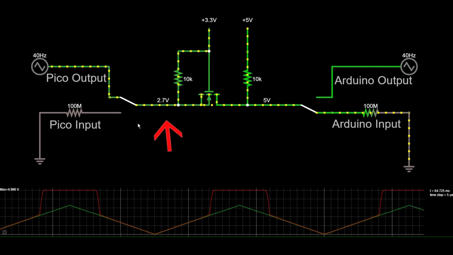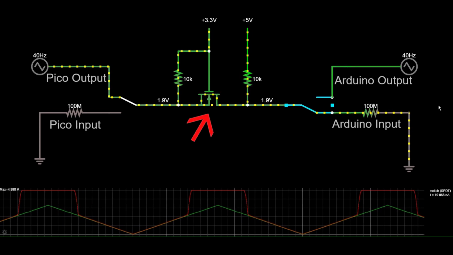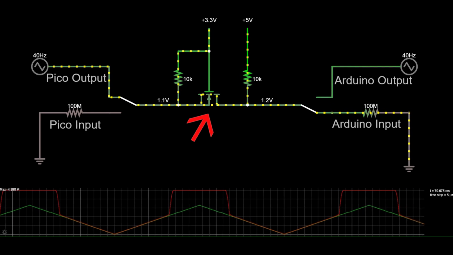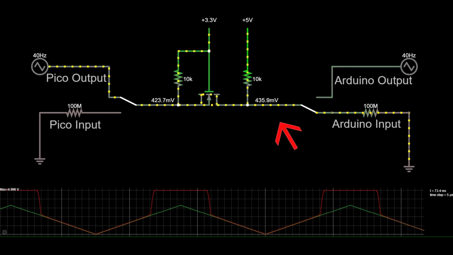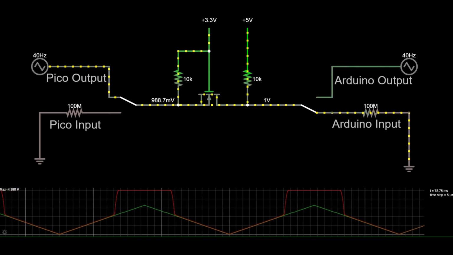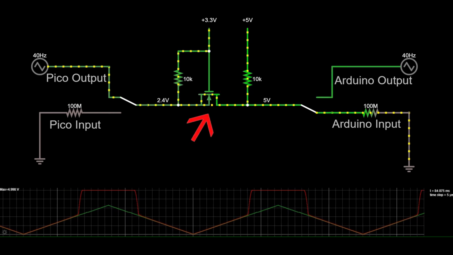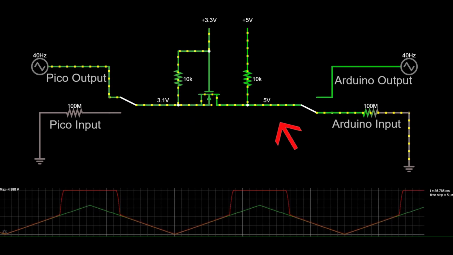Then the low level side input is driven low, which also drives the source of the MOSFET low. As the difference between the 3.3 volt gate voltage and the source voltage exceeds the gate threshold, the MOSFET begins to conduct between the drain and the source. This drags the high-level side to the same signal level as the low-level side. When the low-level side returns to 3.3 volts, the MOSFET stops conducting and the high-level side returns to 5 volts.